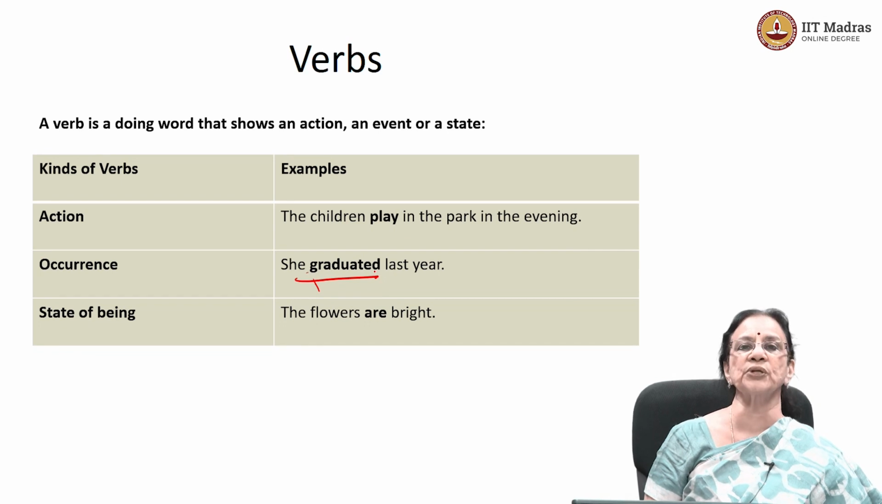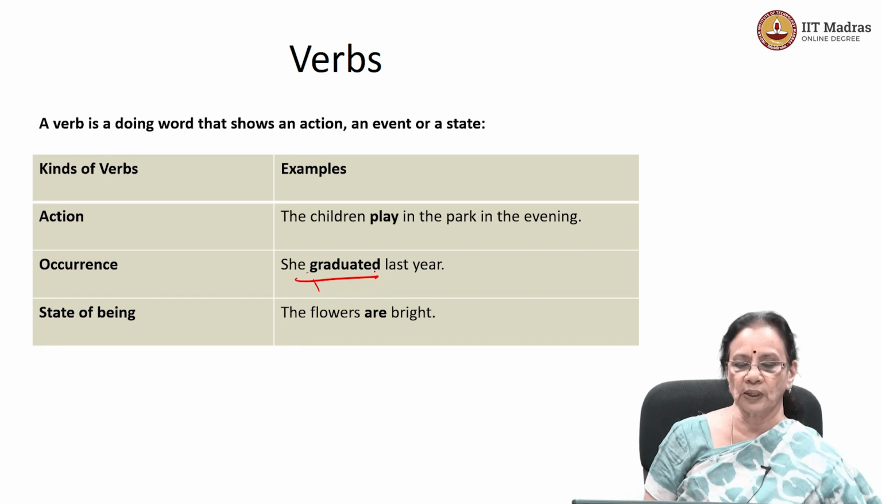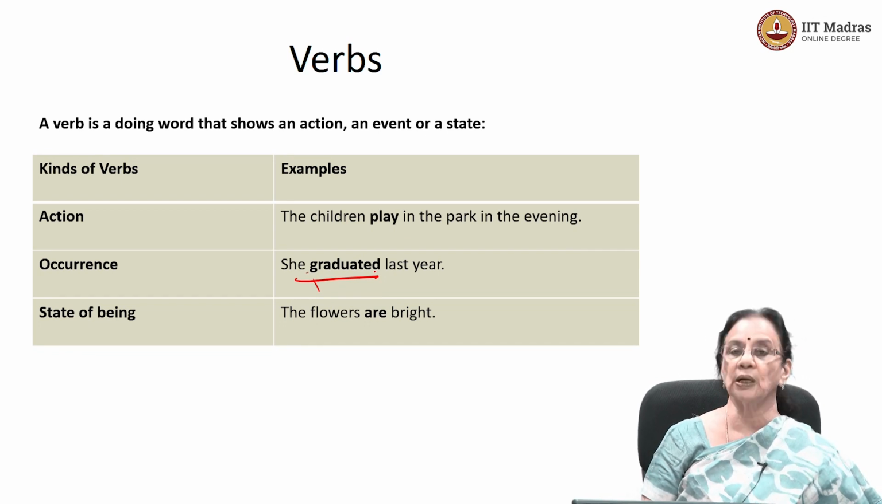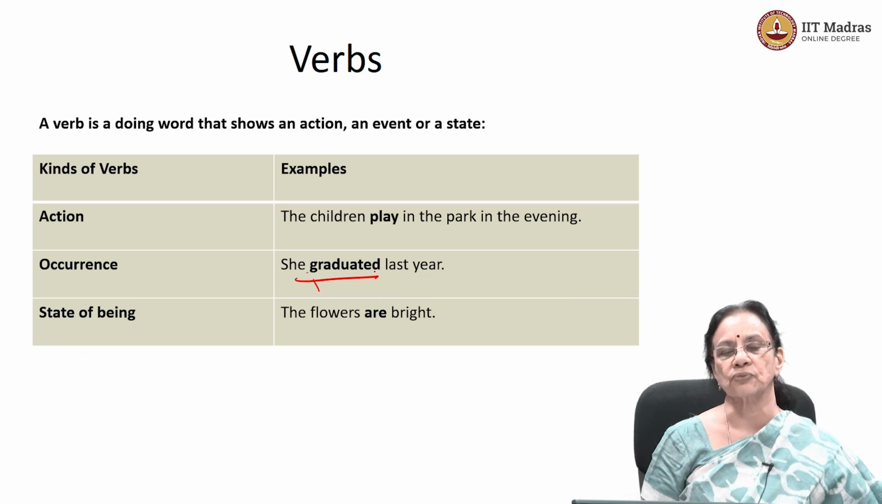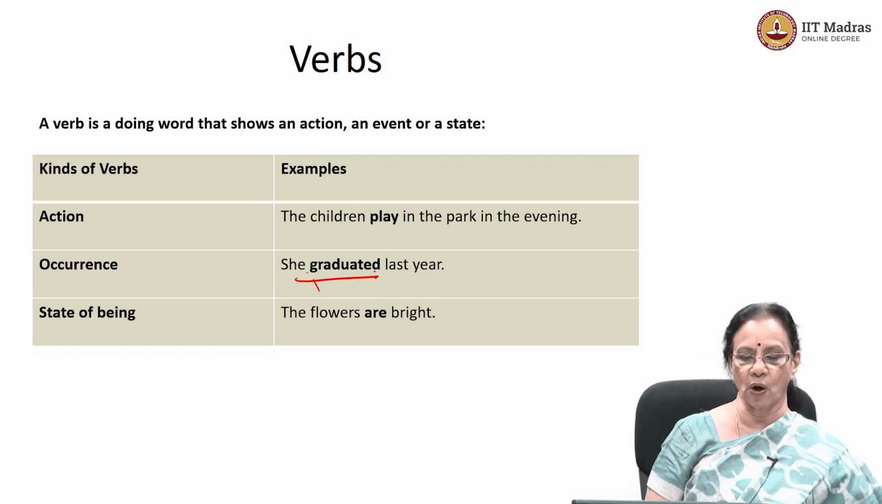And then we have the state of being. For example, the flowers are bright. Now, the flowers are bright. It is a way that it is. So, flowers are bright. The sun rises. They are all states of being.